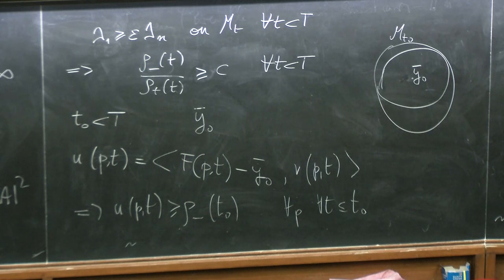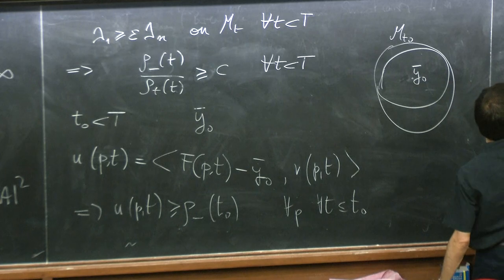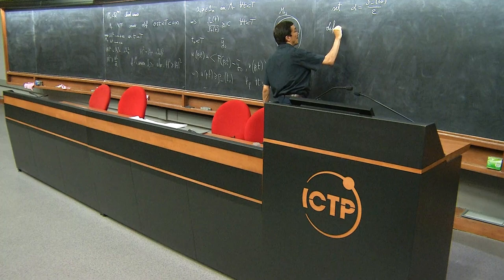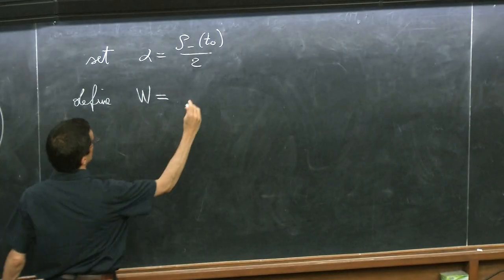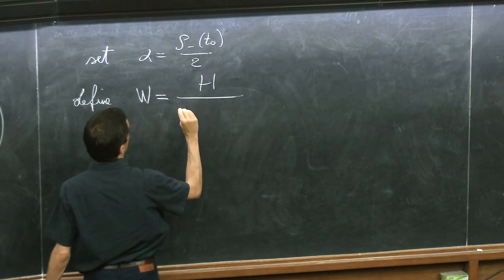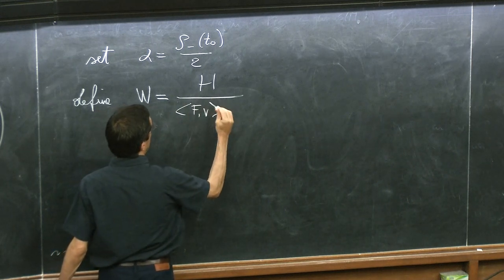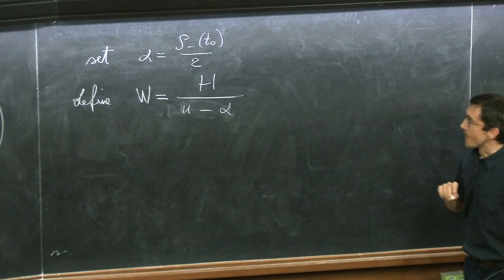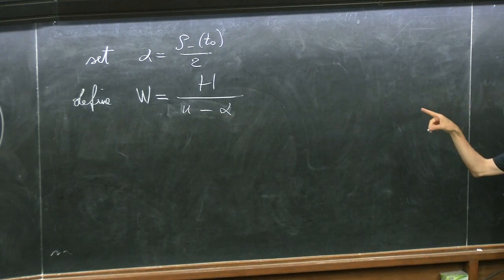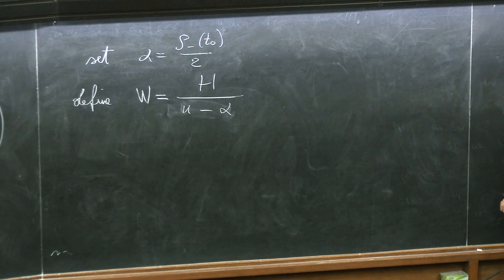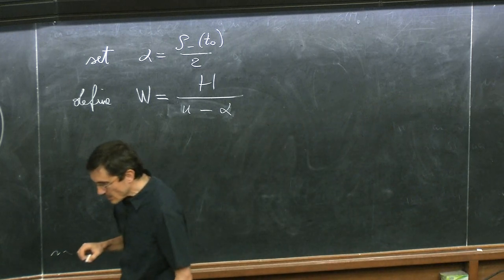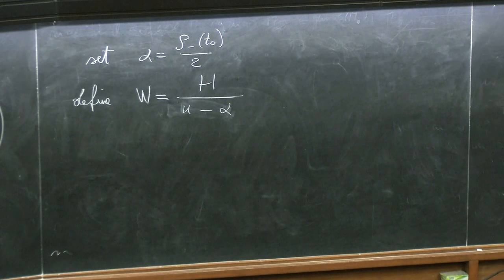And then we have the following estimate. Then we can define the following function. Define, as I wrote yesterday, u minus alpha. And so the idea of taking this function was in one of the early papers on Gauss curvature flow. But it turns out that this function is very flexible.